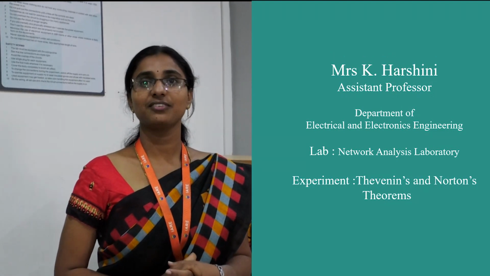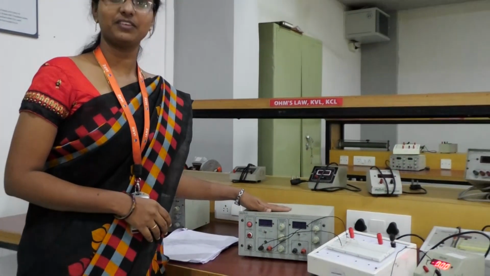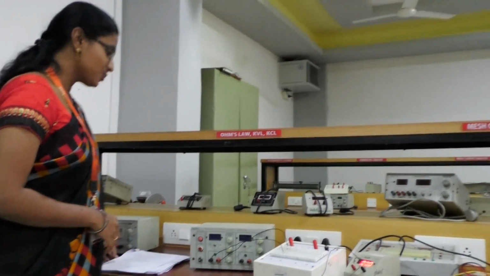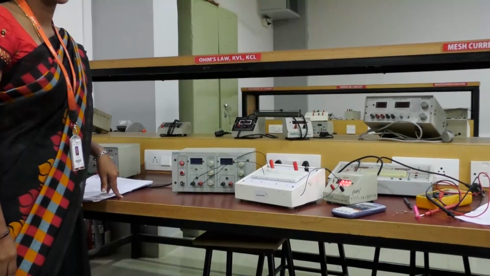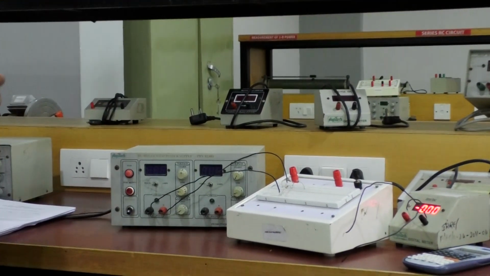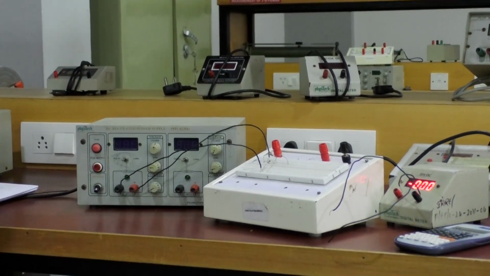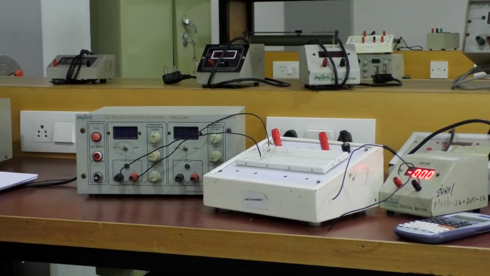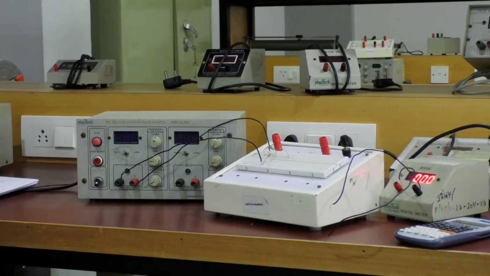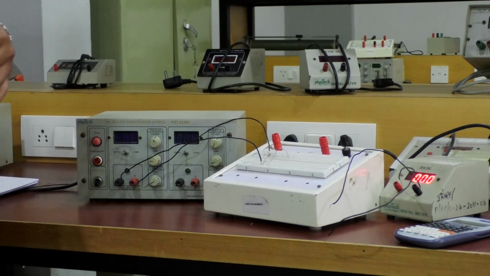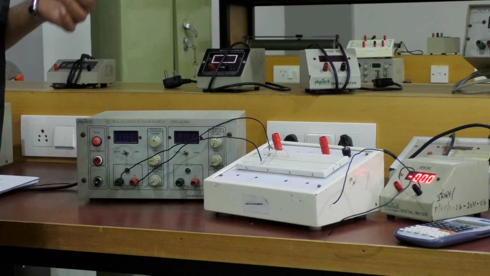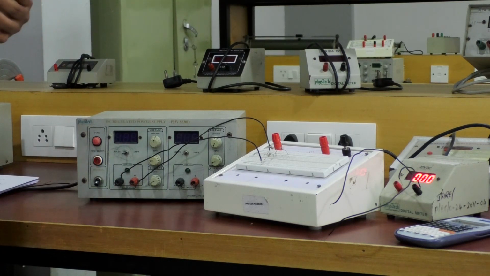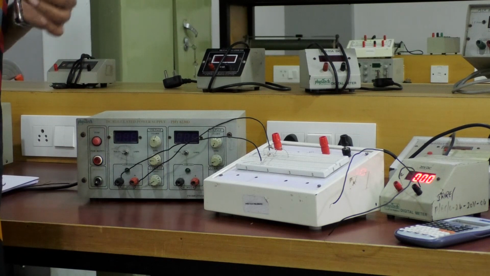Okay, so today here we are in the Network Analysis Lab, and today we will be performing the experiment of Thevenin's and Norton's theorem. Thevenin's theorem states that any linear and bilateral network of a number of voltage sources, current sources and other resistors can be replaced with a single voltage source in series with a single resistance. This voltage is nothing but our open circuit voltage, or Thevenin's voltage, and this resistance is our Thevenin's resistance, R Thevenin. Finally, we are going to calculate the current across the load resistor.